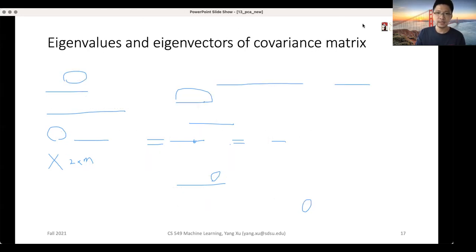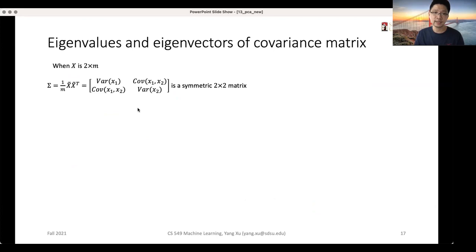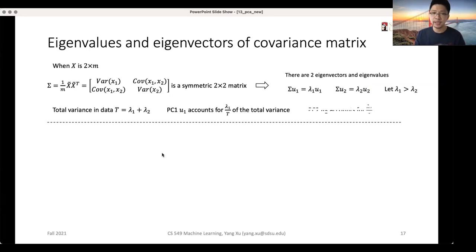Let's see what's next. In our example here, let's go through this in complete steps. For X, we have two features and n examples, and the covariance matrix is like this, X tilde times X tilde transpose. It is a 2 by 2 symmetric matrix, which means there are two eigenvectors and two eigenvalues, which all satisfy these two equations. Assume that lambda 1 is greater than lambda 2. After we have solved these lambdas, the total variance in the data would be lambda 1 plus lambda 2. Which means PC1, U1, accounts for lambda 1 over T of the total variance, while PC2 accounts for the remaining percentage.